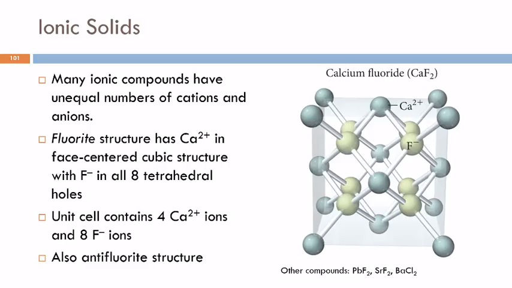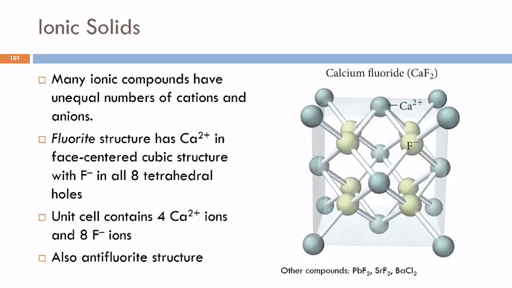If you have unequal charges, like in calcium fluoride, the calcium ion is a +2 and the fluoride ion is -1. And so here we've got the calcium ion with the face-centered cubic structure. And then the fluoride ions now, we need twice as many of them, so they're filling all the tetrahedral holes. And each of these unit cells will have 4 calcium ions and 8 fluoride ions.